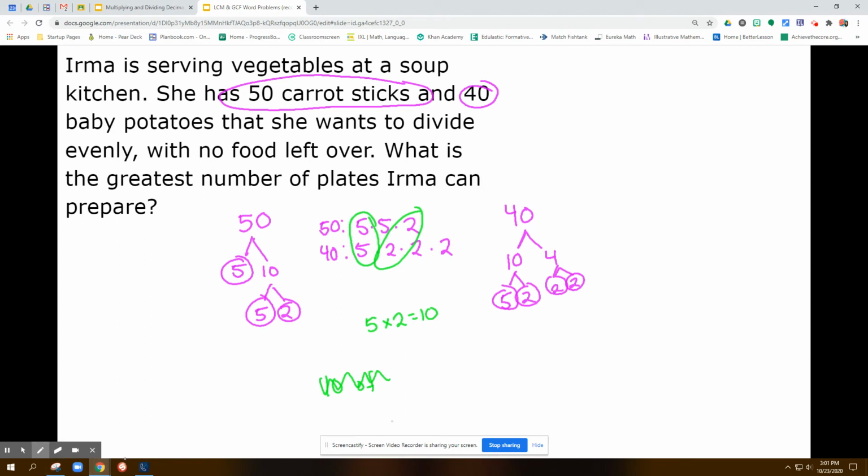Now, how many potatoes and how many carrots could she have in each bowl? If we know that the common factor is 10, 10 times what gives me 50? 10 times 5. And 10 times what gives me 40? 10 times 4. So with 40 baby potatoes, there would be 4 potatoes in each bowl. With 50 carrot sticks, there would be 5 carrot sticks in each bowl.